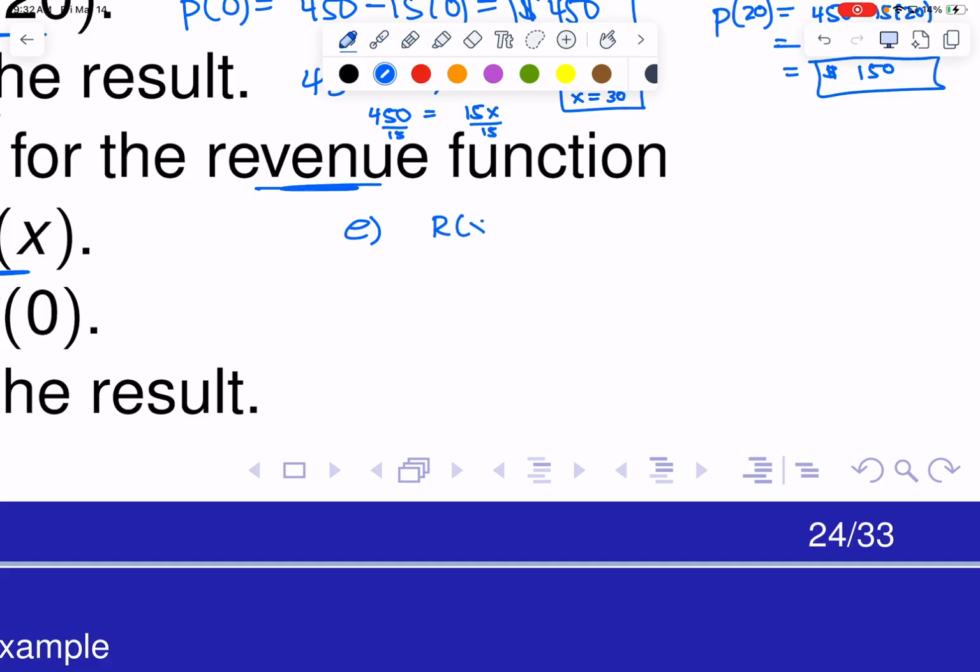What is the equation I told you on the previous page to memorize for revenue? No, that's profit. We'll get to that one in a second. What's the revenue equation? Go back and look at the previous page. It's X, the number of items you produce, times the what? The price. Okay? So revenue, how much money you're bringing in, is how many you sell times the price you set. So I'm going to take the revenue function and take X times P of X.